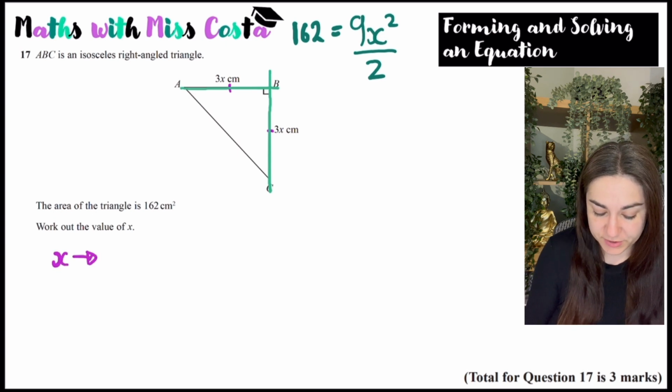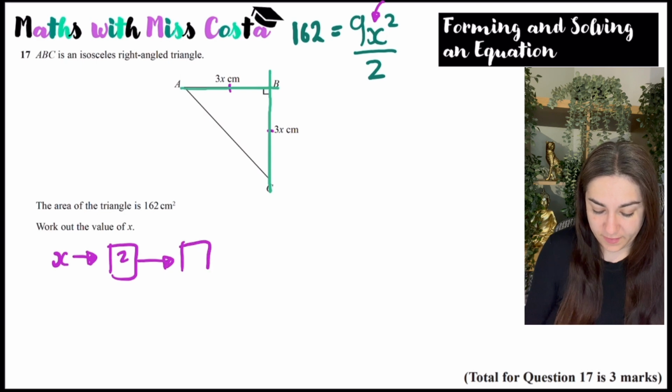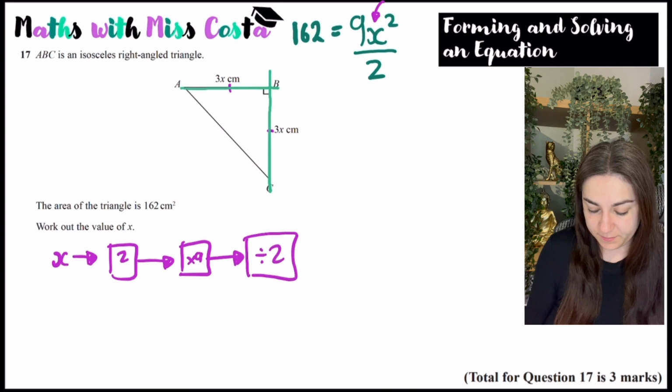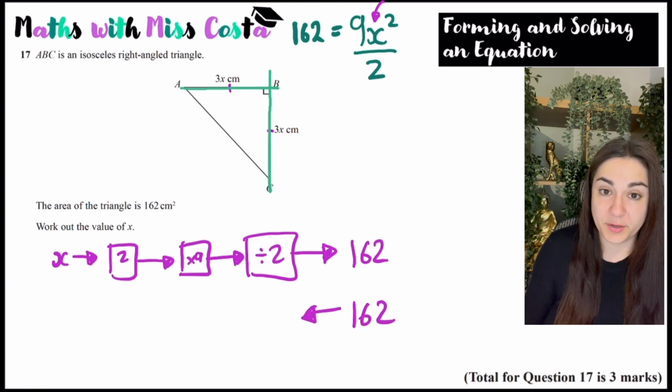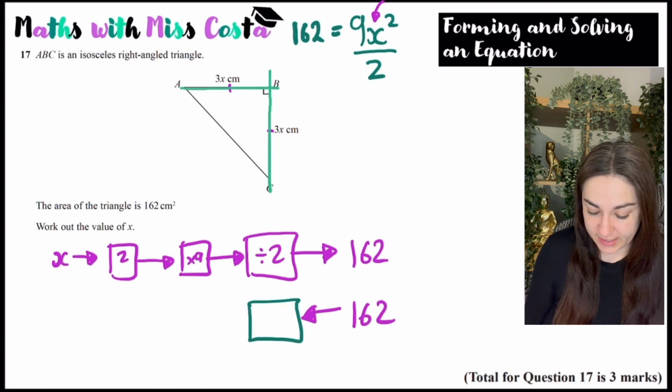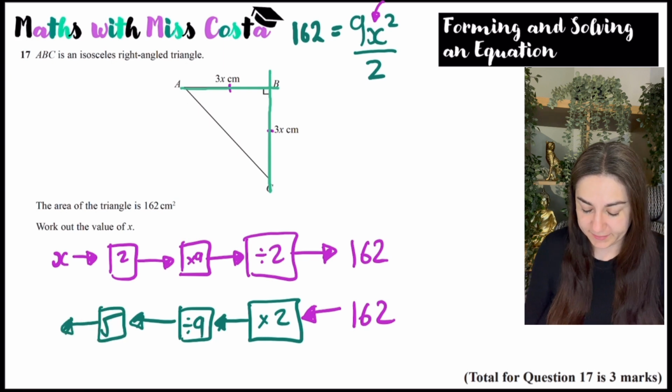So when we use a function machine, we start with x and we think, what's the first thing that's happening to x? Well, it's being squared. Then it's being multiplied by 9. And then finally, it's being divided by 2. And I know that the end result of that is 162. So to work out what x is, I'm going to go backwards using the function machine and do the inverse operation. The inverse of dividing by 2 is timesing by 2. The inverse of timesing by 9 is dividing by 9. And the inverse of squaring is square rooting. And that's going to tell me what x is.